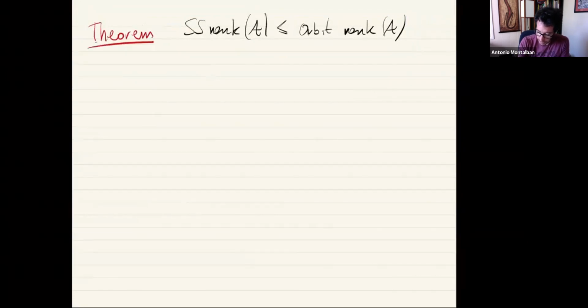The theorem is that we get the other direction, and therefore that they are equal.